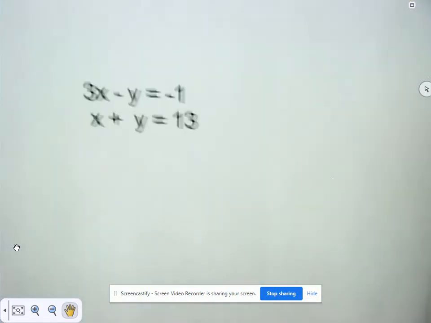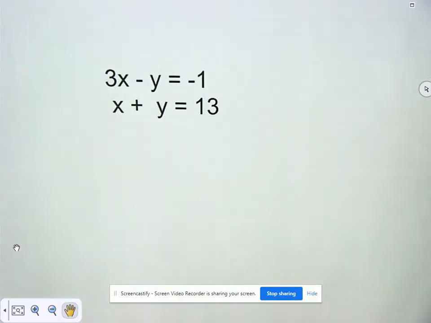All right, so I'm going to give you just a second to look through this one and see what you get as your answer. Same thing, you're adding them together, they cancel out, and solve.